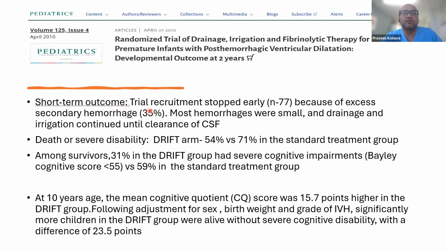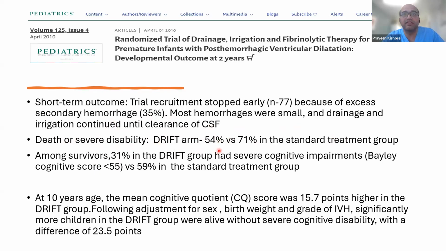In the short-term outcome, the study had to be stopped early. They only recruited 77 because they were giving fibrinolytic. These were preterm infants, and they started having excess secondary hemorrhage. So 35%, that's a huge number. Almost 1/3 of the babies had some kind of secondary hemorrhage. These hemorrhages were small, and they continued to irrigate, but they stopped recruiting anymore. So they continued the drainage and irrigation.